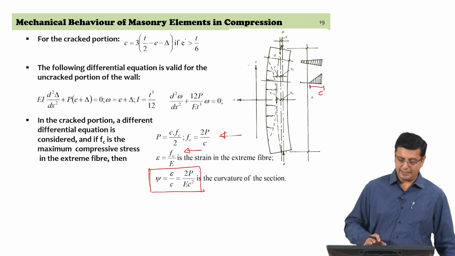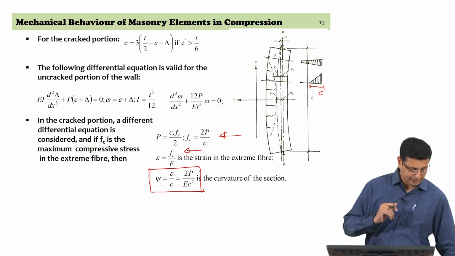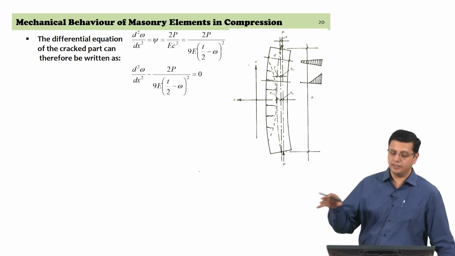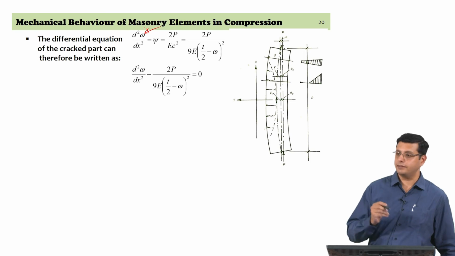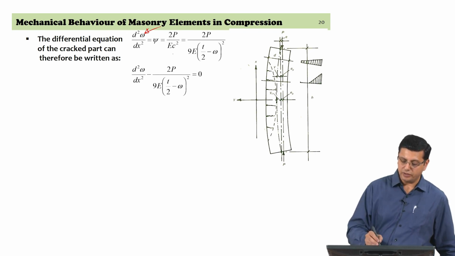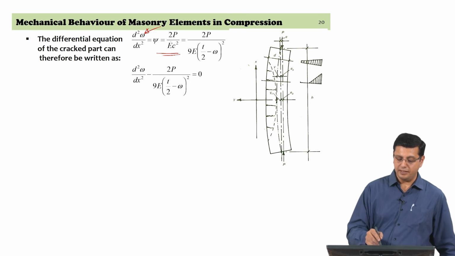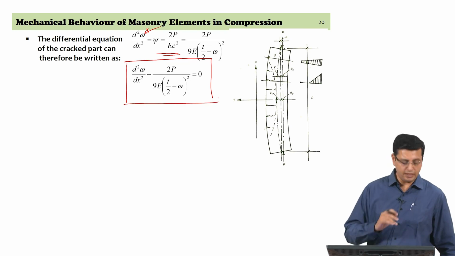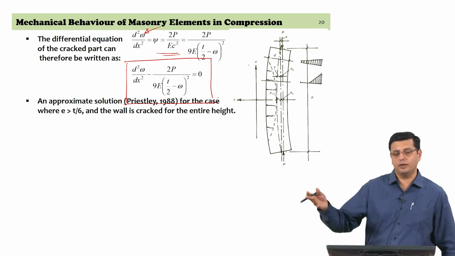So, now with the curvature established, this is essential because we know that the curvature is going to be different in the cracked zone and the curvature is going to be different in the uncracked zone. The curvature therefore in the cracked zone is now written in terms of the curvature itself. So, we defined the total displacement, eccentricity plus delta, as omega. So, the second derivative of the displacement is the curvature, with the expression for curvature derived as we saw in the previous slide, and this is going to help us write down the differential equation for the cracked zone of the wall. So, with the two differential equations available, we can now proceed to work towards a force displacement relationship.